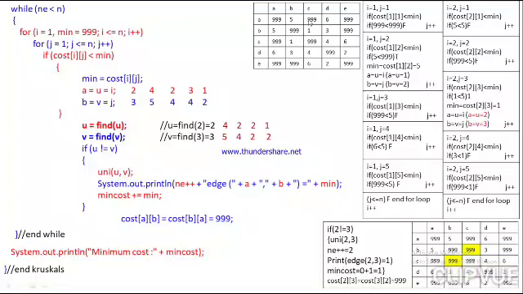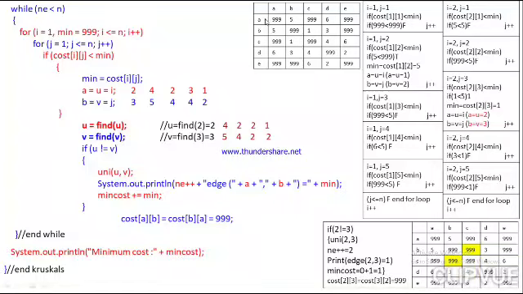Now 1, 4. What is the value? 6. Is 6 less than the min? What is my previous min? It is 5, no? Here we have updated it as 5. So is 6 less than 5? No. Then again I will check 1, 5. That is the 1, 5 entry. It is 999. Is 999 less than 5? No. Then I cannot increment the j value because j has already reached its upper bound. Therefore now I will increment the value of i.